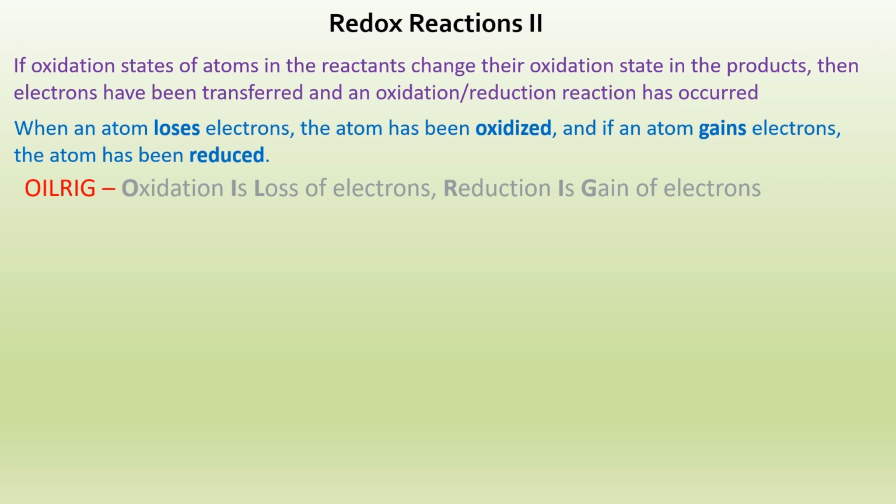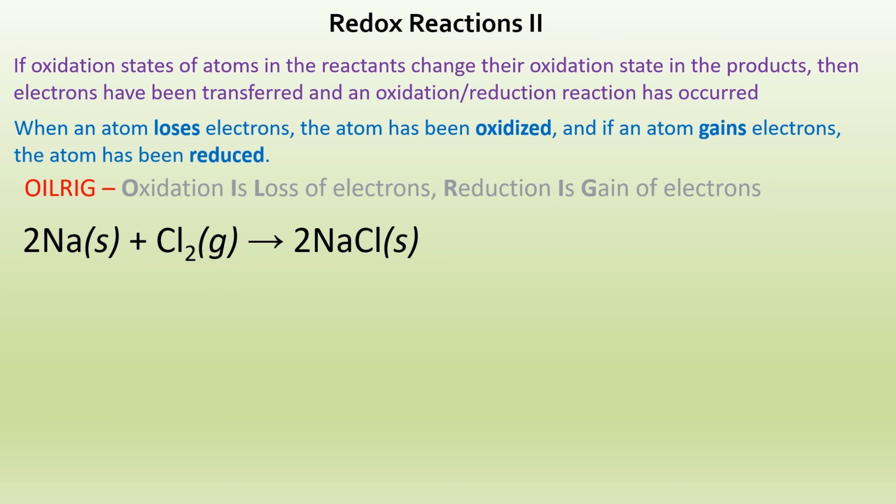Let's look at some examples of these kinds of reactions. First, we will look at a synthesis reaction between sodium metal and chlorine gas, which when combined makes sodium chloride solid. On the reactant side, everything is in its neutral elemental form, so the oxidation states of all the elements are 0. On the product side, we have an ionic compound, so the oxidation states will be the charges of the atoms.